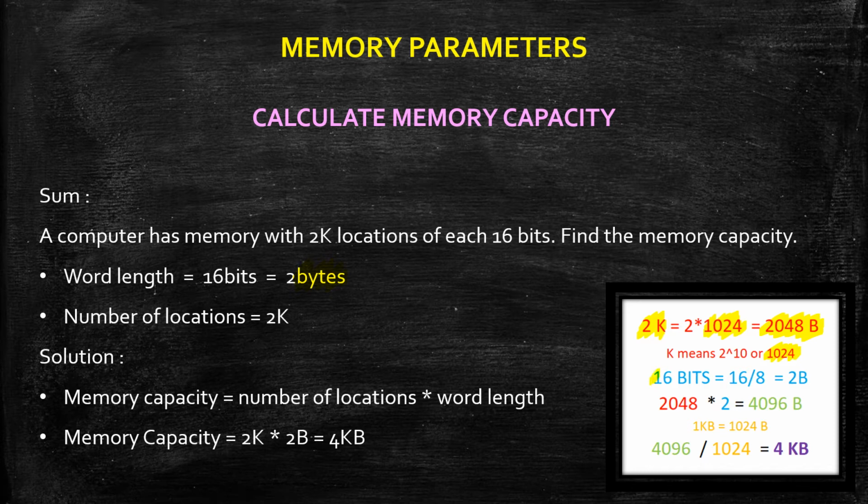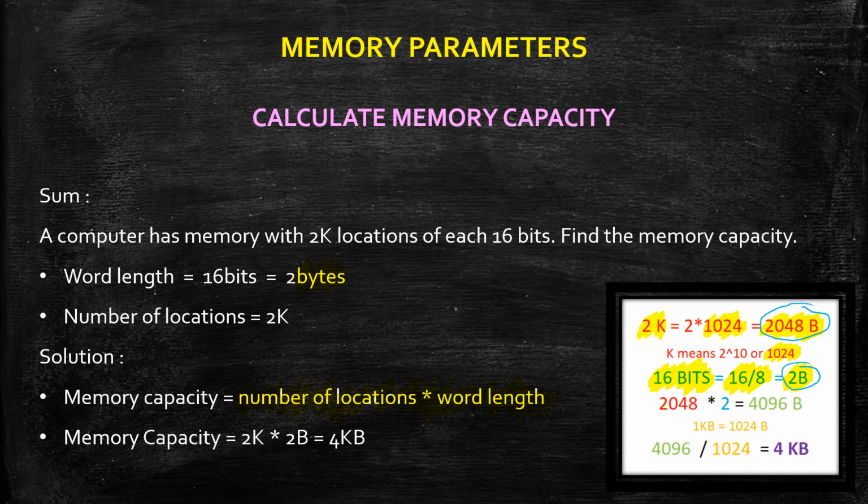Now 16 bits, okay. So 16 bits we have already converted into bytes. To convert it into bytes, just divide it by 8, and so finally we got 2B. Okay, so now we have two values. First, number of locations, that is 2048, and word length, that is 2B. Now we have the formula. The formula says memory capacity is equal to number of locations multiplied by word length. So now let's calculate it.